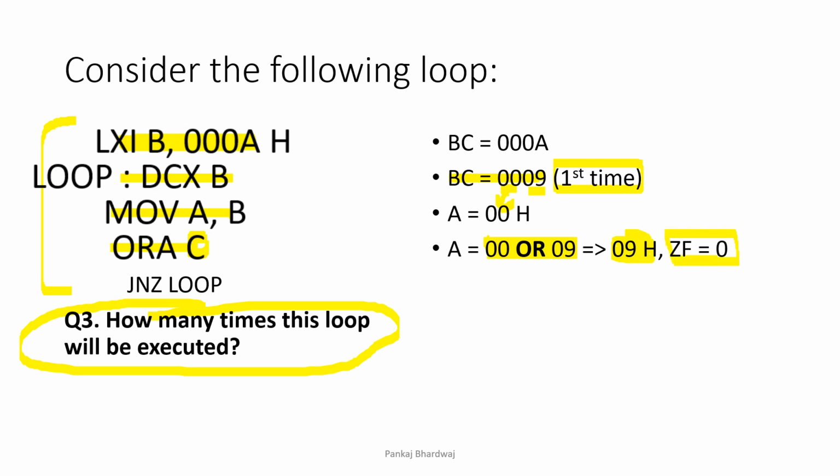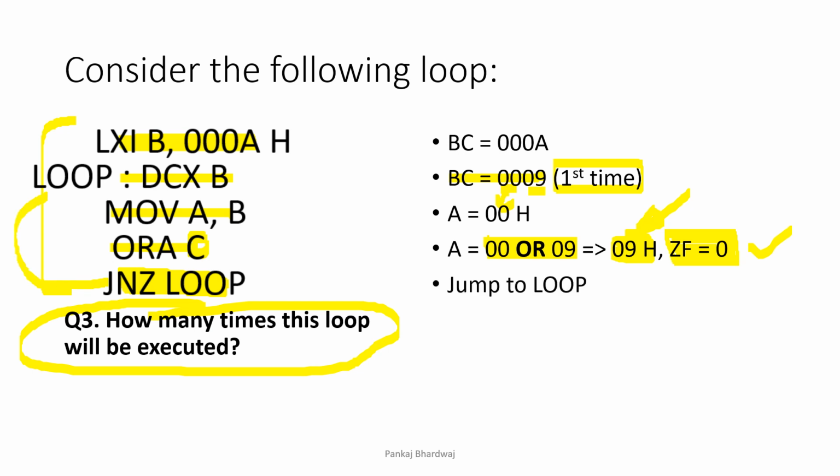And this OR command sets or changes the zero flag and the other flags, and since we are not having 0 in the accumulator, the zero flag is not set. Why are we only considering the zero flag? Because the next condition, jump on non-zero, means we need to check the zero flag only. So when the zero flag is non-zero, it goes back to the loop until it becomes 0, that means the Z flag becomes 1. So JNZ loop, that means it jumps back to the loop again.